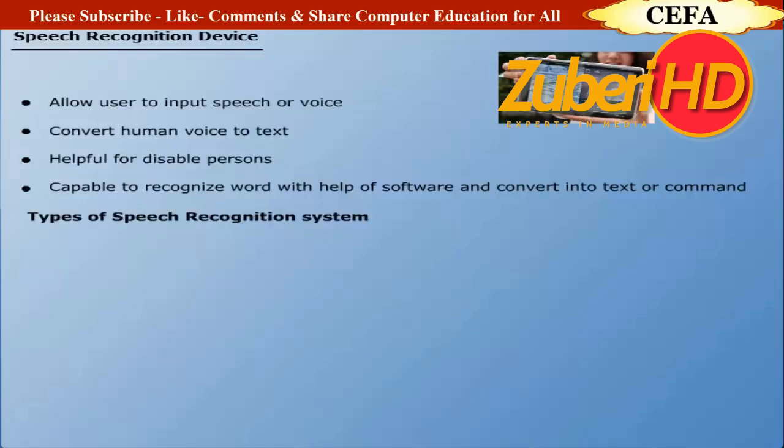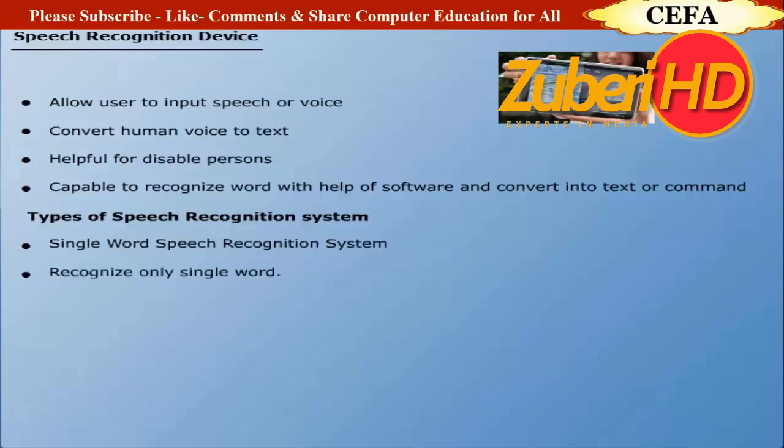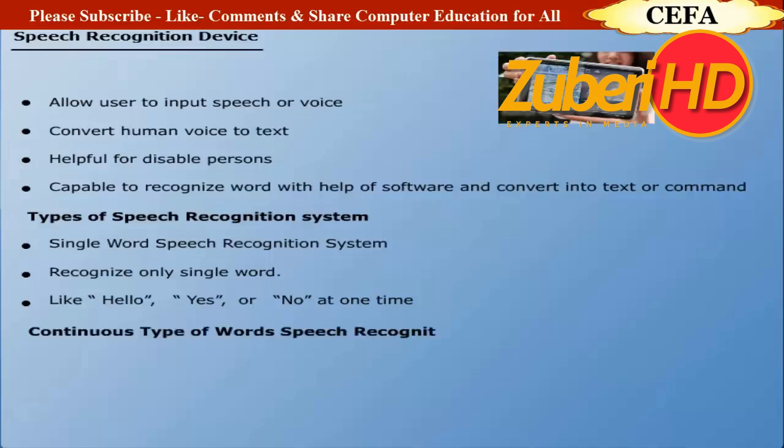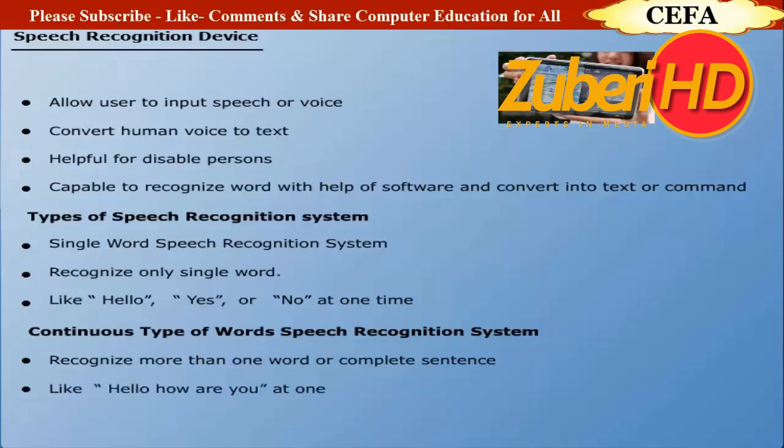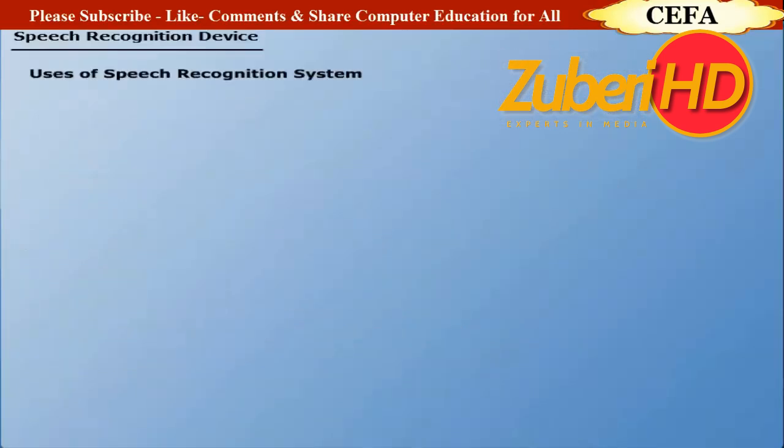Types of speech recognition system. Single word speech recognition system. These systems recognize only single words like hello, yes, no, at one time. Continuous type of speech recognition system. This type of speech recognition system recognizes more than one word or a complete sentence. For example, hello, how are you at one time.